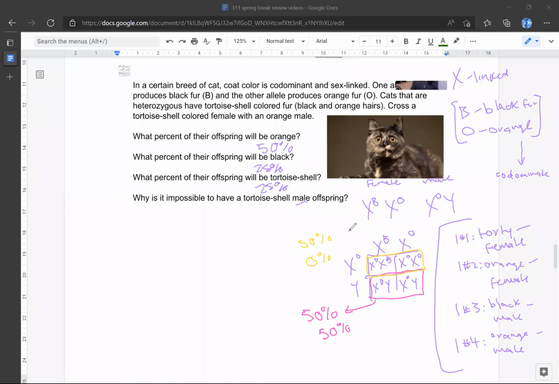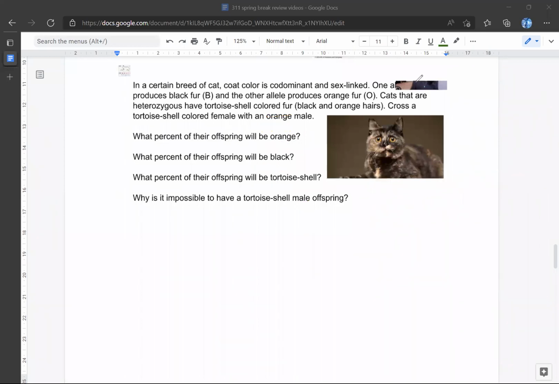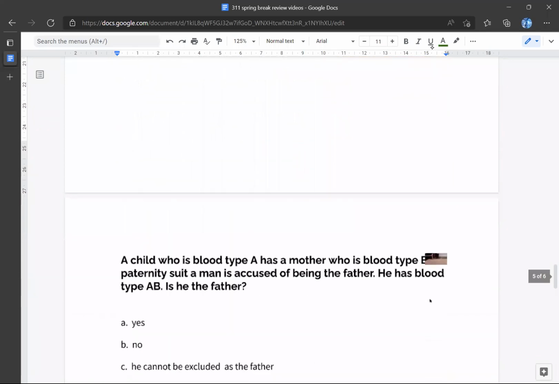But if you switch this and, instead of having an orange male, had a black male, then this would be XB, and this would be XB, and this would be XB. So then you would have 0% orange, because you have XB, which is a black individual, and you have XBXO, which is a tortoiseshell individual. Instead of being XOXO, you're XBXO, and that creates the codominant tortoiseshell phenotype. Cool. So I think I even had one more question.